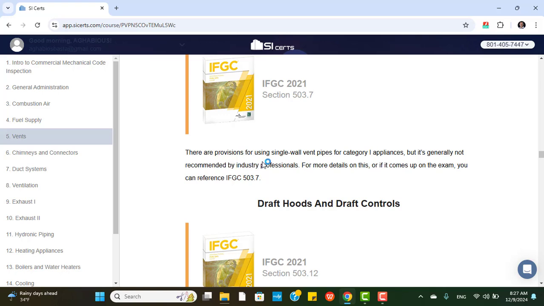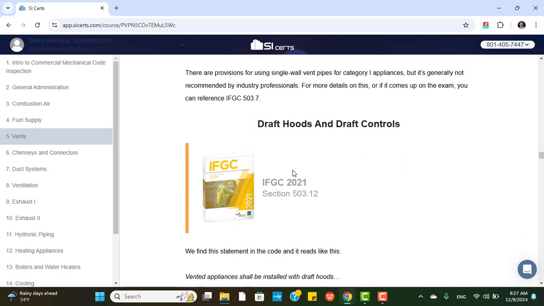There are provisions for using single wall vent pipe for Category 1 appliances, but it is generally not recommended by industry professionals. For more detail on this, or if it comes up on the exam, you can reference International Fuel Gas Code 503.7, draft hood and draft controller.